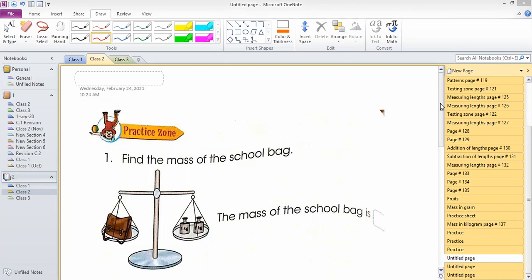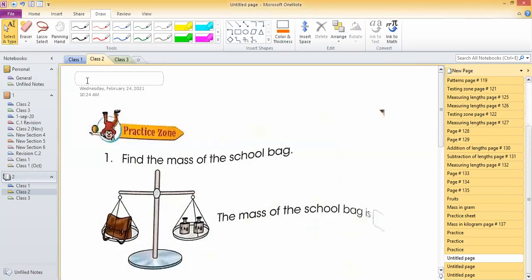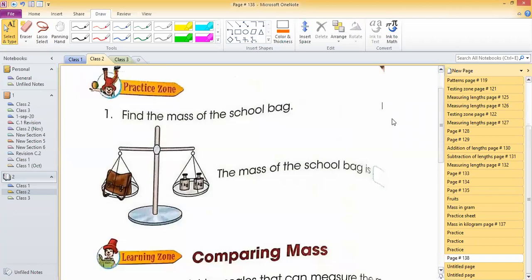Okay, now I am on the book, page number 138. So guys, open your book, page number 138. Find the mass of the school bag. You can see, guys, this is the weight balance. On the one hand, there is a school bag. And on the other hand, there are two weights of 1 kg. Can you tell me what is the mass of the bag?